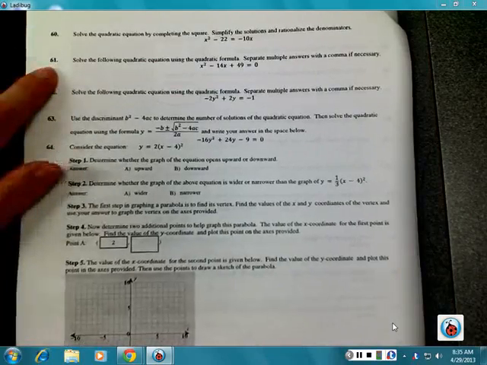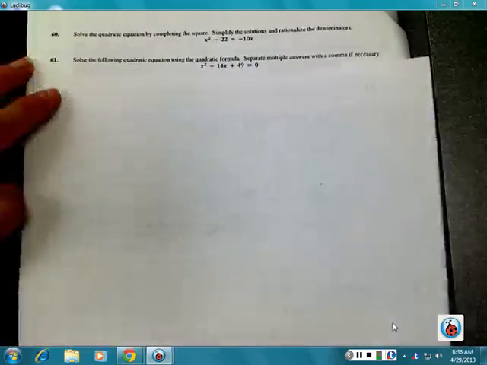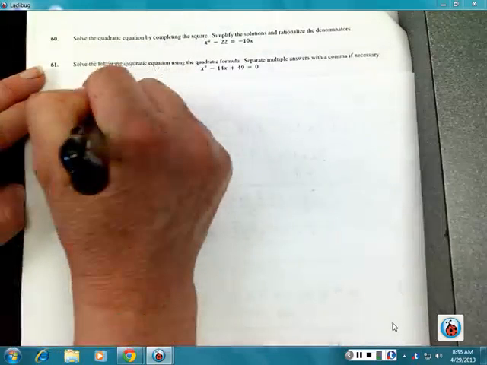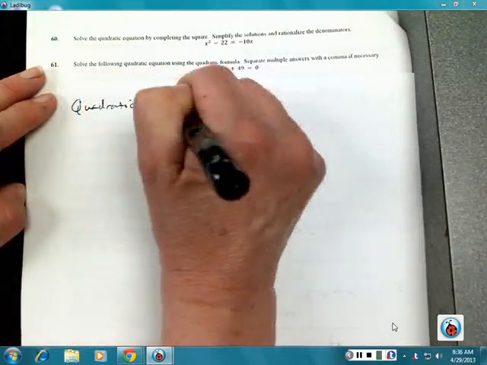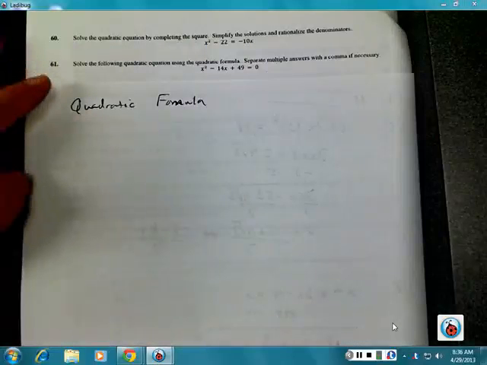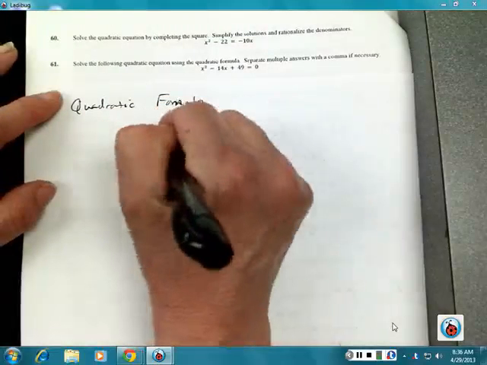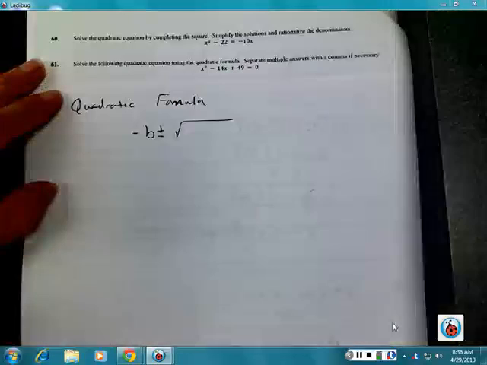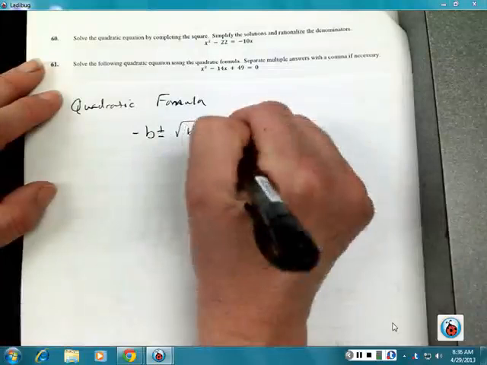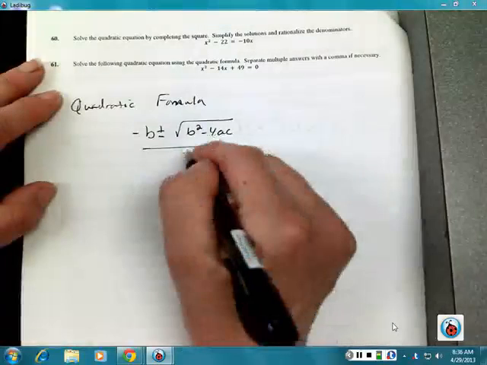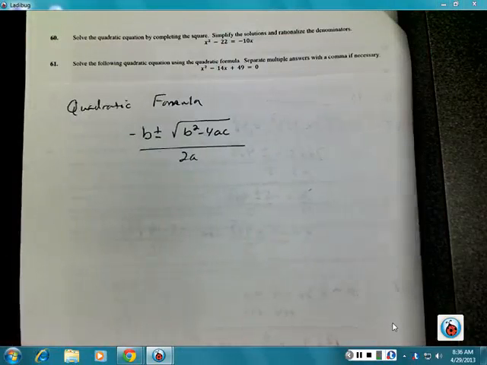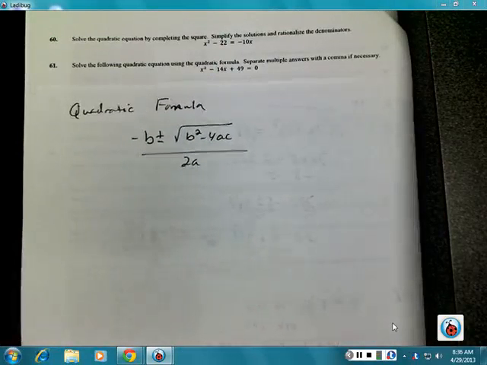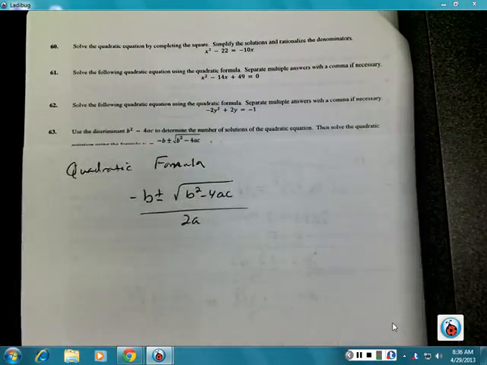Good there? What is the quadratic formula? What do we have for that formula? Negative b, plus or minus the square root of b squared minus 4ac, all over 2a. Great help, right? So make sure that you have that so that you know what that is, because that'll help you out with your equations as you're working through those. Okay, so I think you're good on 61, 62, correct?